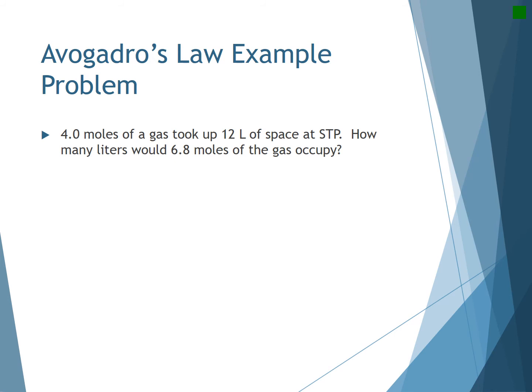It says 4 moles of a gas took up 12 liters of space at STP. How many liters would 6.8 moles of the gas occupy? In this problem, I'm going to assume that it still is going to be at STP, which means that the only two things I am changing are moles and my volume. Okay, so I am going to try to hook up the correct ones. This N goes with this volume. Okay, they are associated with one another, whereas this V is what we were trying to solve for with this number of moles.